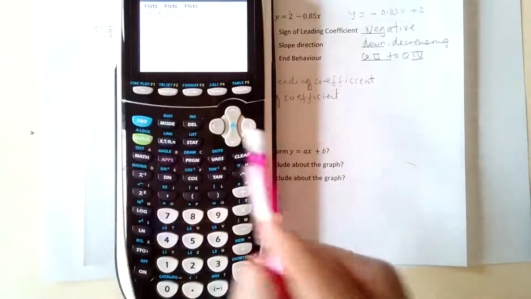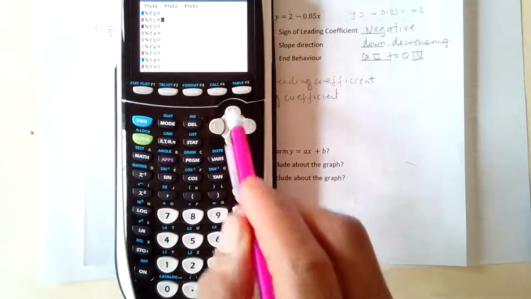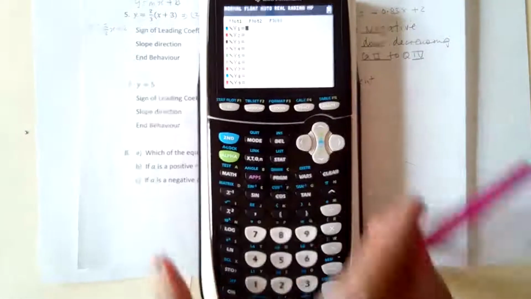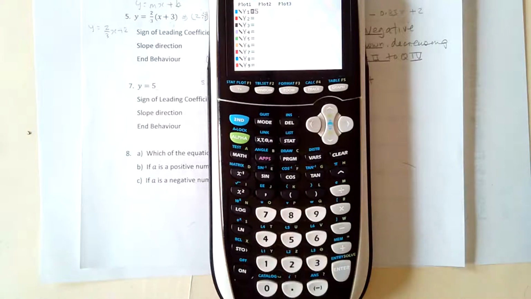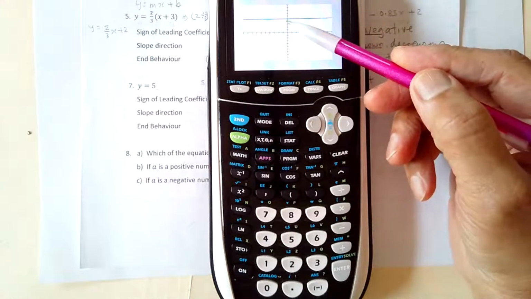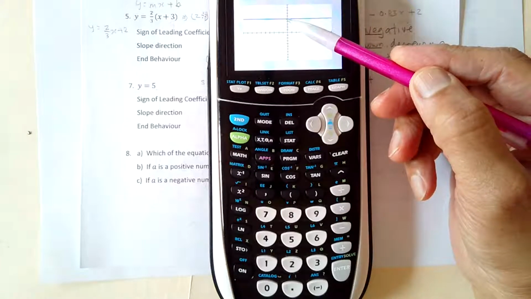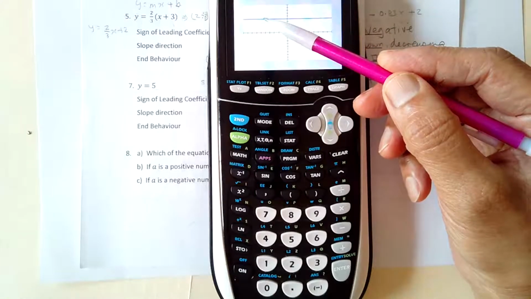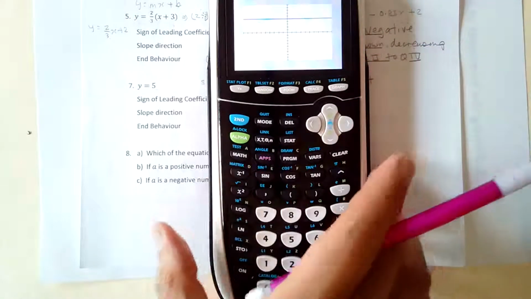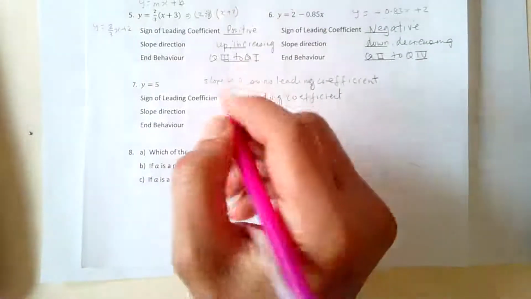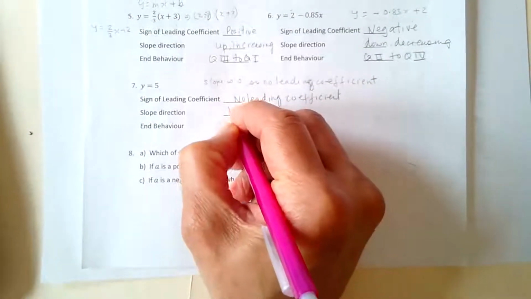So go to my whiteboard button, and I'm going to clear the graph. Now I'm going to enter into my calculator my equation y equals 5. So I'll put 5 in there. Press graph. And there is your horizontal line going through y equals 5. So it's going from quadrant 2 to quadrant 1.